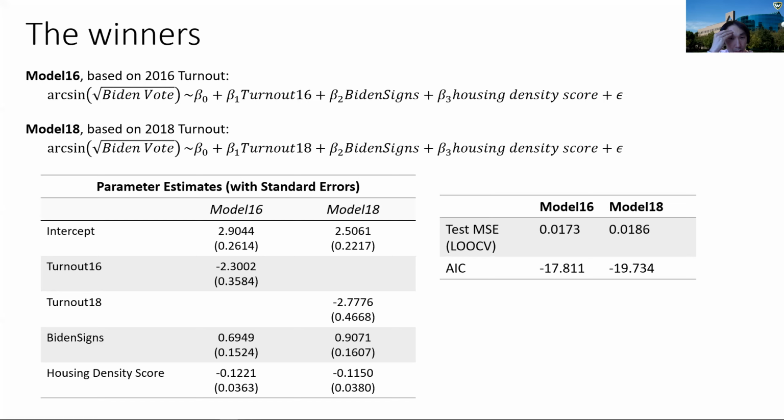So looking at the right-hand side, I have my test MSE and the AIC, but looking at the test MSE, the model that I would ultimately choose would be model 16. It has, I see it, yep, the lower test MSE. And it makes sense that the model that contains the turnout in the prior presidential election might have more to say about what voters will do in the next presidential election, as opposed to the off presidential election years.